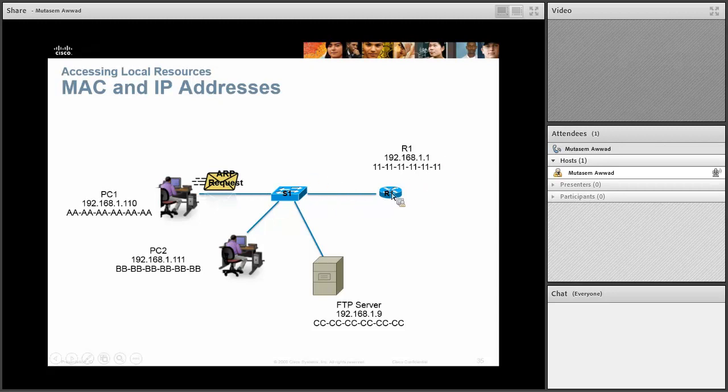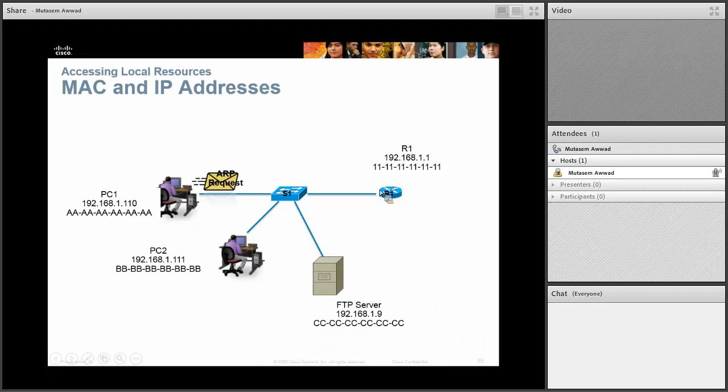So the gateway gives you its MAC address. You encapsulate that packet inside a frame and put the destination MAC address as the gateway. And then you send that frame to the router. The router pulls the packet out, looks at the destination IP address, and figures out which other router to send the data to, and then encapsulates it into another frame and sends it out.